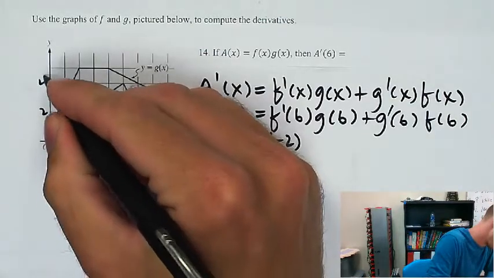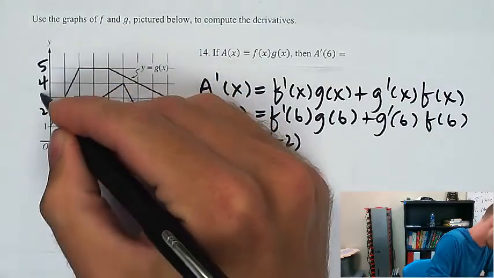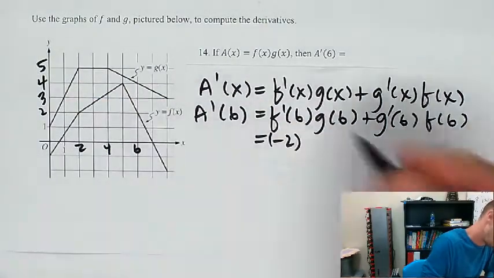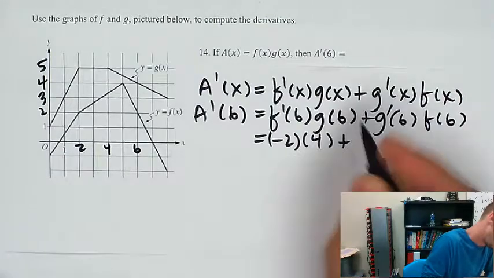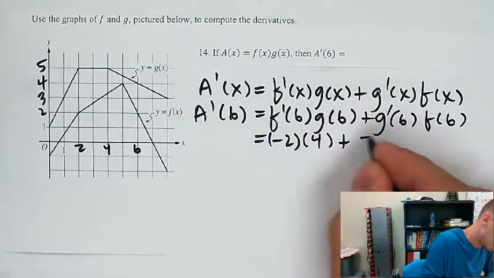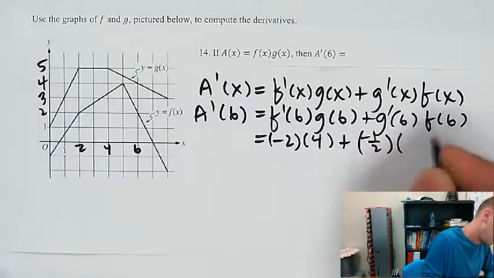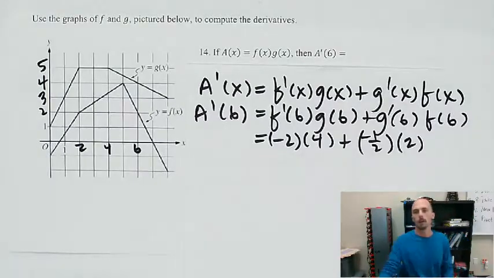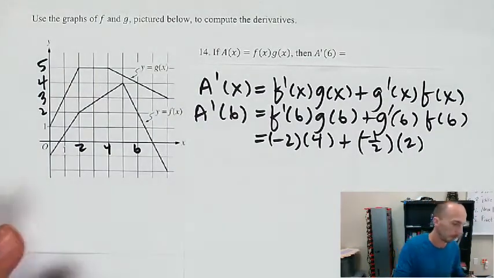So the height of the graph of g is 4, plus g prime is the slope of this piece, that's negative half, times f of 6, the height, that's 2. All right, that was number 14.